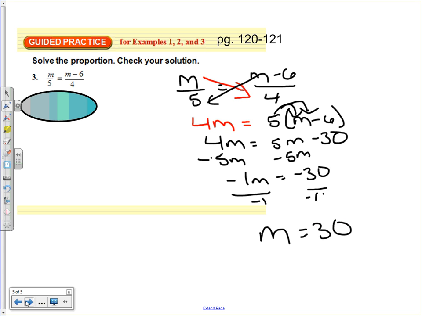So moving on, our assignment today is simply 2.7. We are working on problems 3 through 29 in your book on page 123.